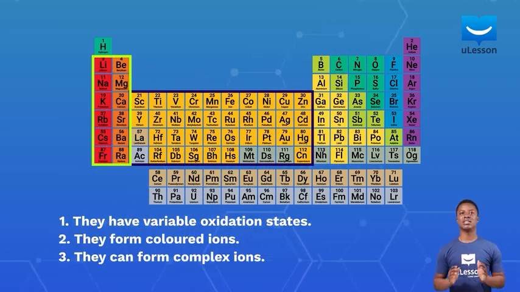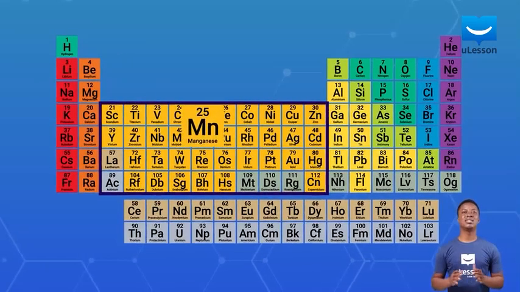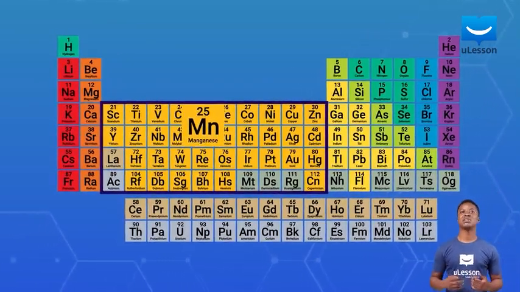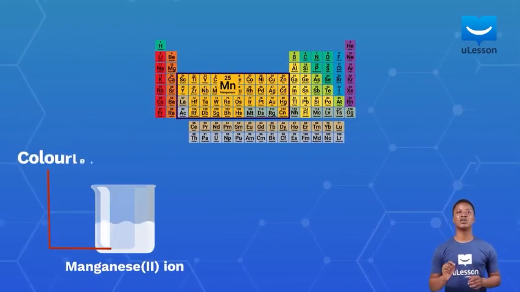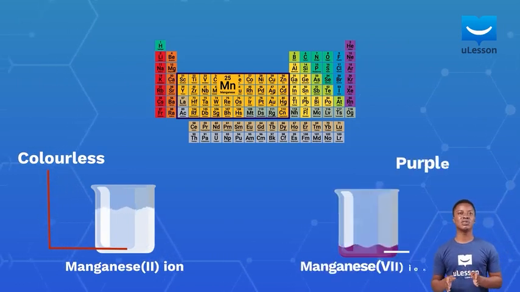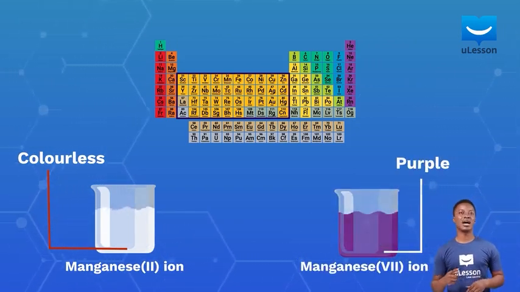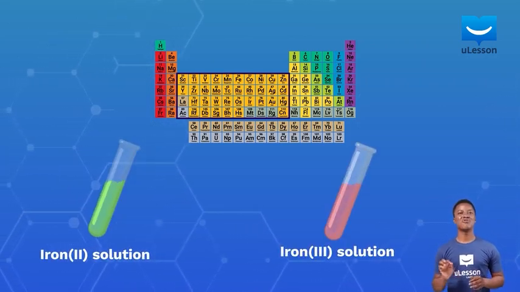Let's consider some examples to understand this better. Manganese can exhibit different valencies of +2, +4, +7, and others. A solution of manganese in its +2 state is colorless, while manganese in its +7 state is purple in color. Also, iron(II) ion has green color, while iron(III) ion has a reddish brown color.